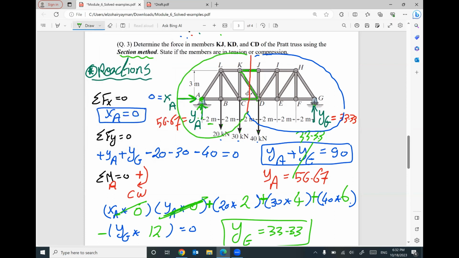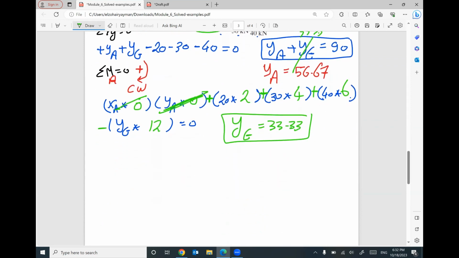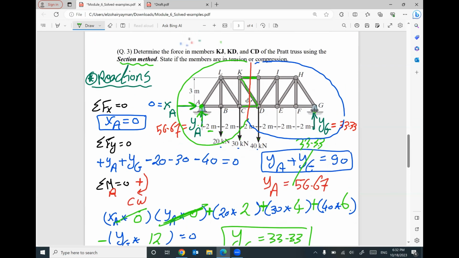Which part am I going to use? The green one on the left or the blue one on the right? It's up to you. You can use either. Both of them work. I do recommend using the smallest part, so I will use the left part.